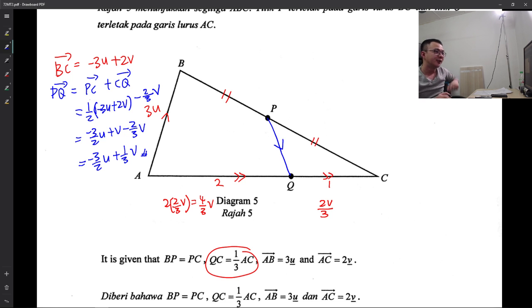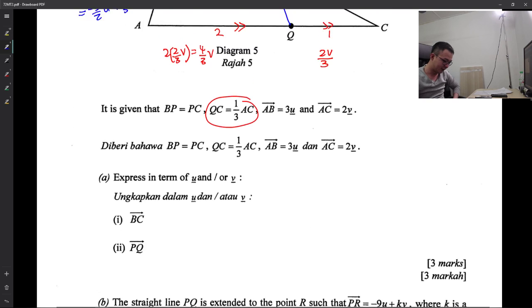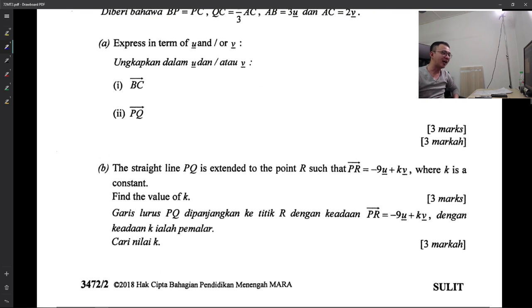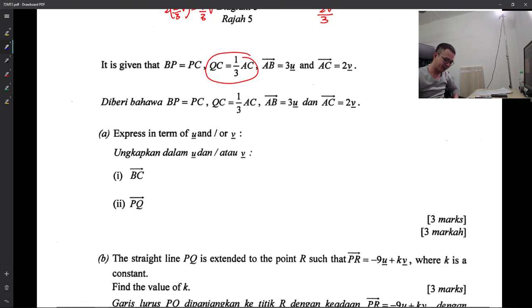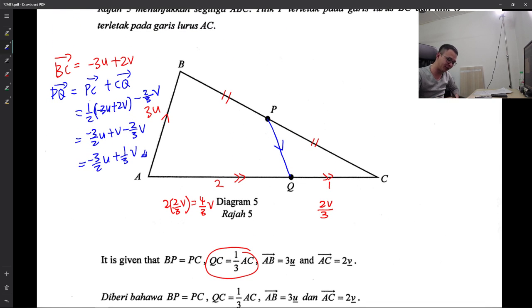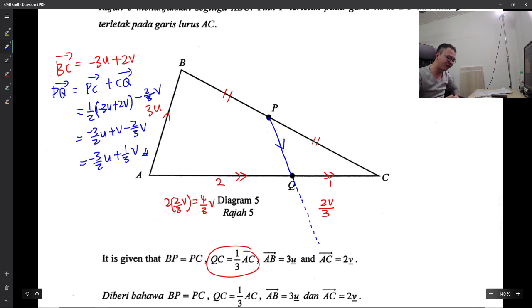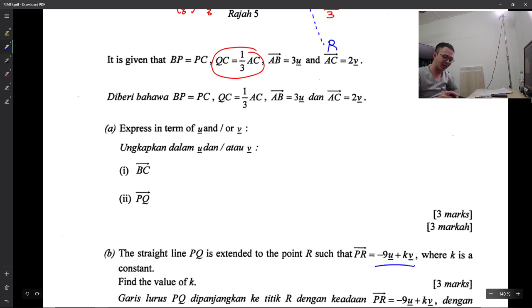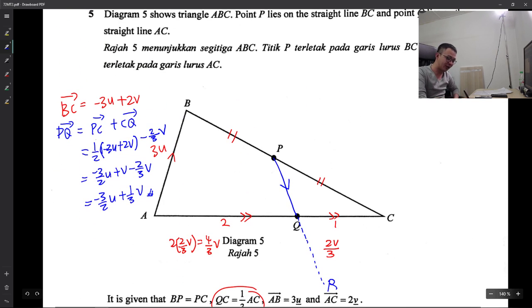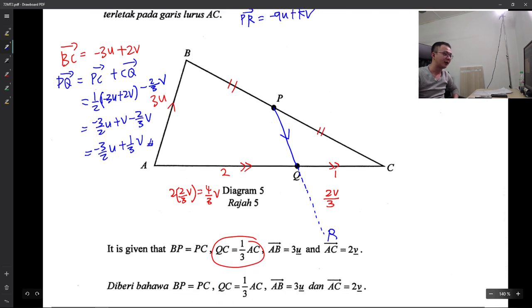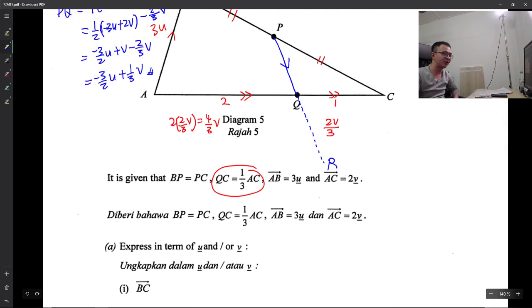If you're okay, then I will move on to the next one. The straight line PQ is extended to the point R such that PR equals negative 9u plus kv, where k is a constant. Find the value of k. So basically, PQ is going to extend to R. I do not know how far they extend, but they will extend to R. You have the equation for PR, which is negative 9u plus kv. So I write down here, PR equals negative 9u plus kv.